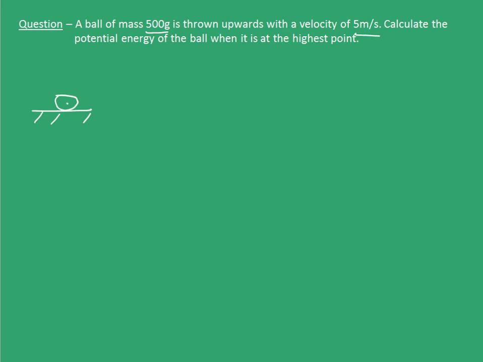A ball is thrown upwards with a velocity of 5 meters per second. It reaches some height, let's say I denote this height by h. Now I have to find this h in order to calculate the potential energy of the ball. The potential energy of the ball at the highest point will be mgh. Now I know the mass of the ball, I know acceleration due to gravity, all I have to do is find h. So how am I going to do that?